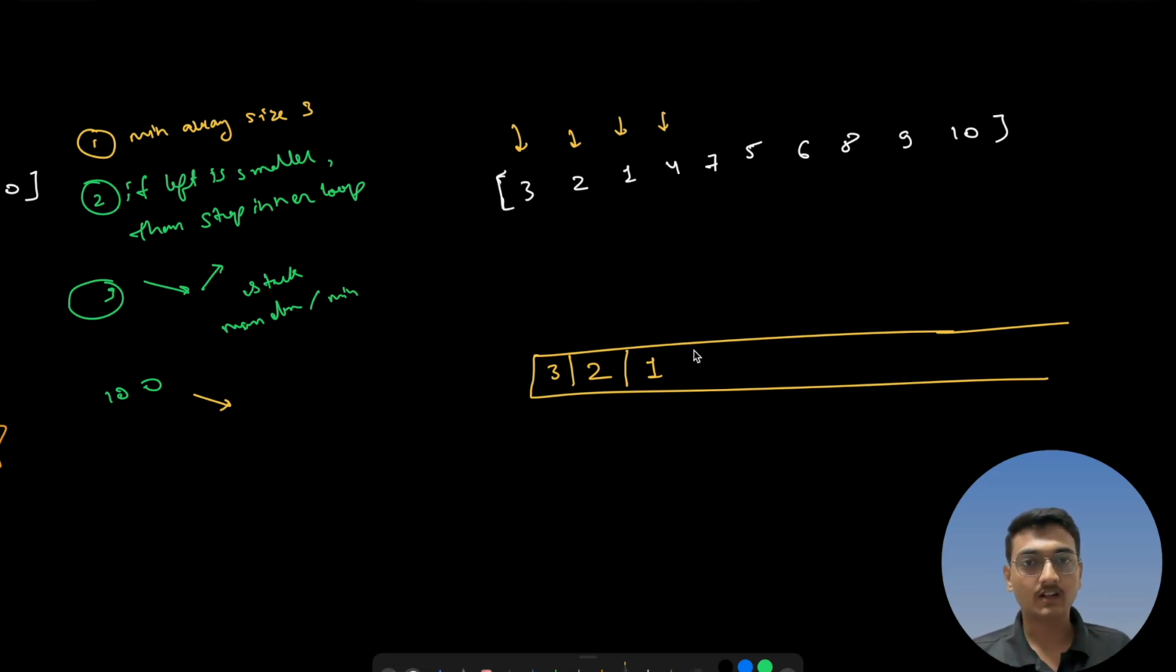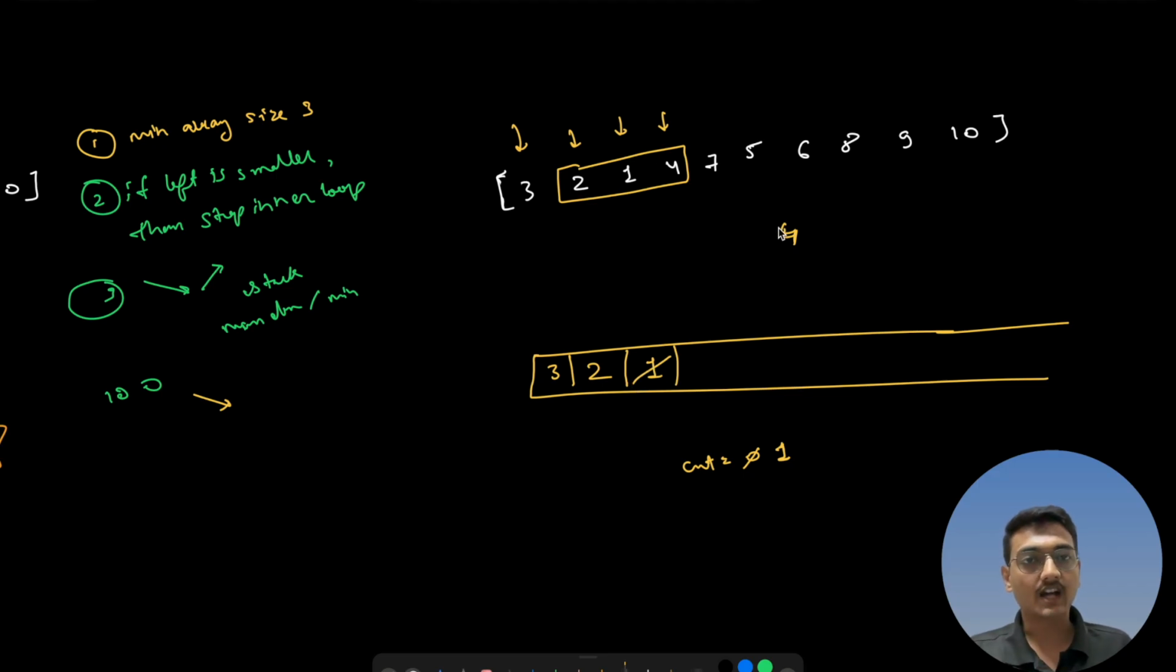I got a 4 here. What is the top element in the stack? I think 1 is the top element. Is 1 smaller than 4? Yes, 1 is smaller than 4. What does that mean? That means I got one answer. Let me increment my counter. My counter was 0, I will make it 1. Super. Okay, now I will pop it.